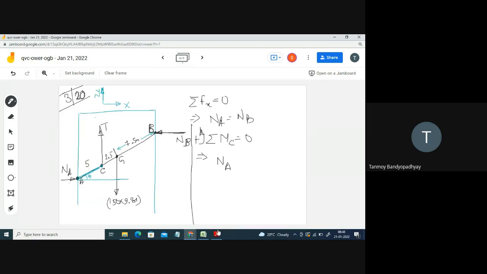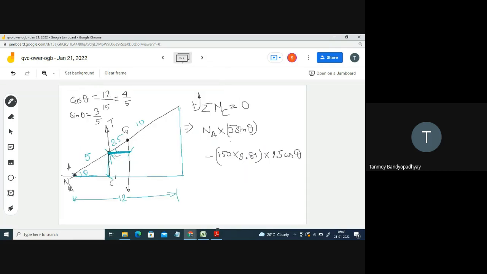At the point B you have a force, nothing else. So what will be the moment of the force at B? Here you have a force NB. The NB moment about the point C is anti-clockwise, so plus NB into which distance? NB into this distance. This is the line of action of the NB force, so you have to take this distance.